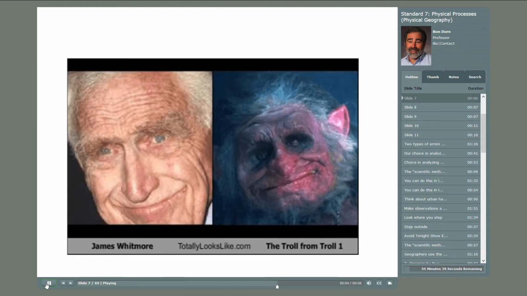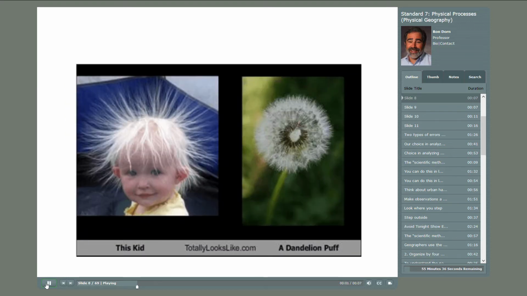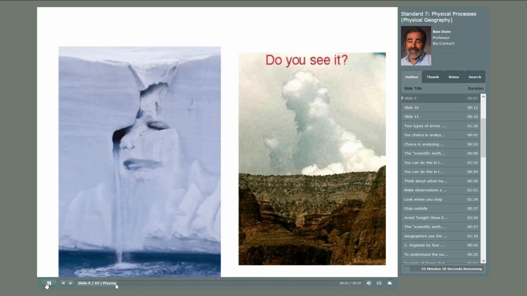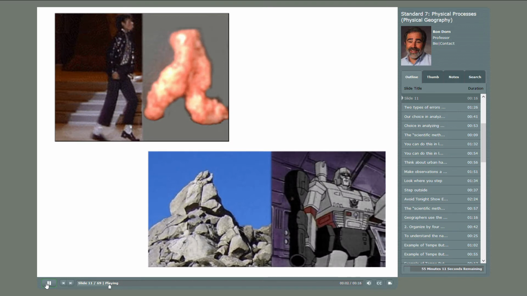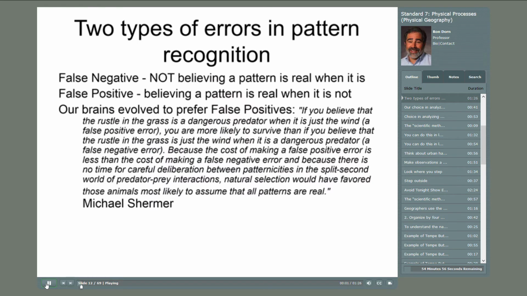TotallyLooksLike.com is a fun website. It really plays on our brain's tendency to identify patterns and look for similarities. Do you see the face in the glacier? Or do you see Godzilla in the clouds above the Grand Canyon? Perhaps there really is an alien skull on Mars instead of just a wind-abraded rock. Or maybe this really is Cheetos, Christ, Super Snack. Can you see Michael Jackson in the Cheetos? My favorite fun pattern in a rock is in the McDowell Mountains, in a place I like to hike, and I think that rock formation looks just like the old Megatron. Don't you?